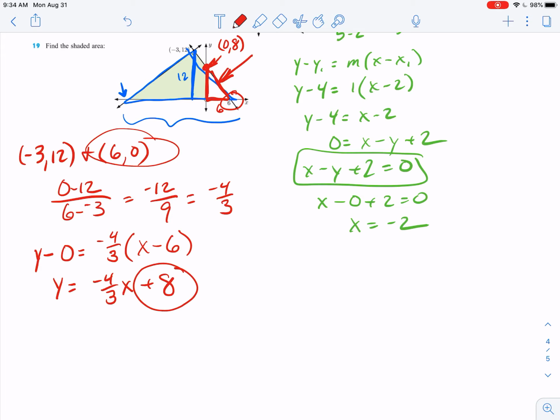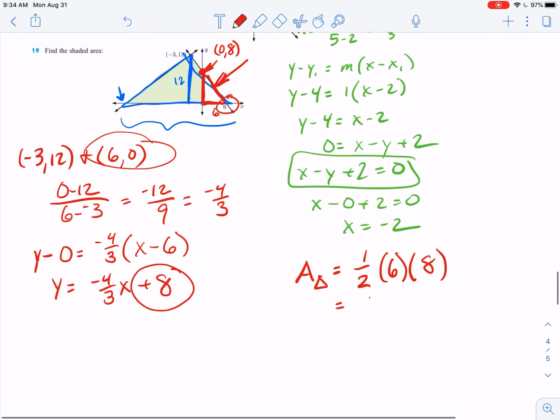Okay, that's good information. So if I want to, I can find the area of the red triangle. I can do that now. Here we go. This is 1/2, the base is 6, the height is 8. So this has an area of 4 times 6, that's 24. Whatever my units are, they're squared.